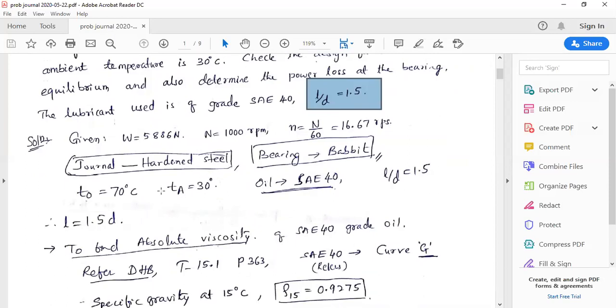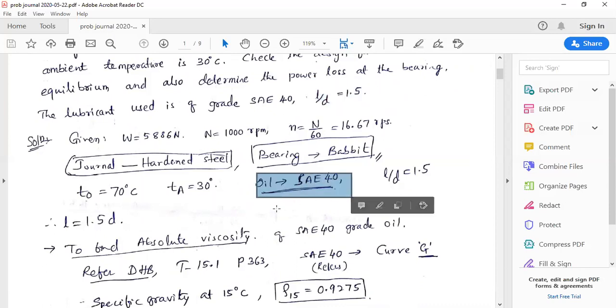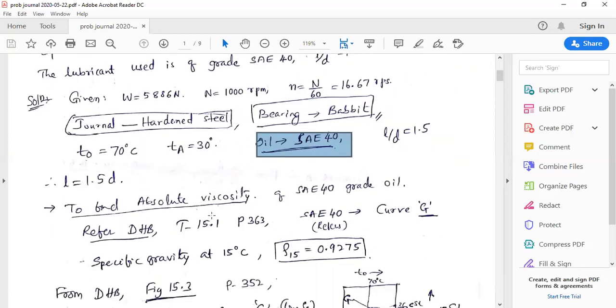Now let us note down the given information which are noted already. So oil is SAE 40. So name of the oil is given, means the value of absolute viscosity is not given. So in the beginning, or with respect to the very first step, we have to calculate the absolute viscosity or dynamic viscosity. To find the dynamic viscosity, we have to follow step number 3 of general design procedure.